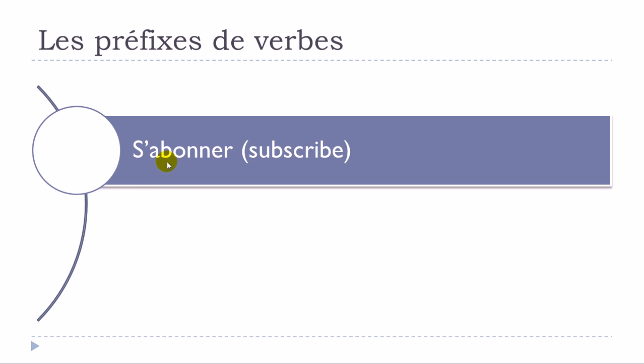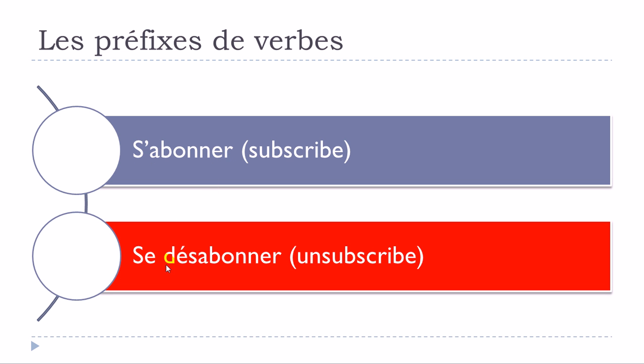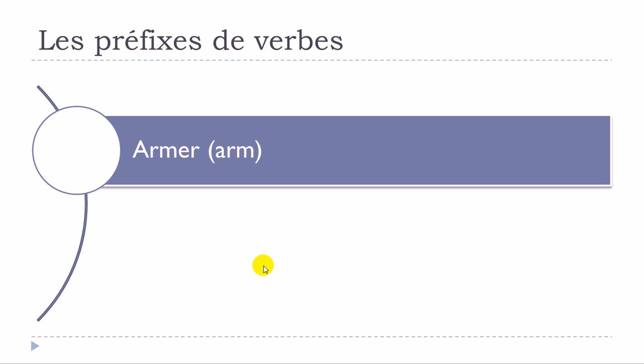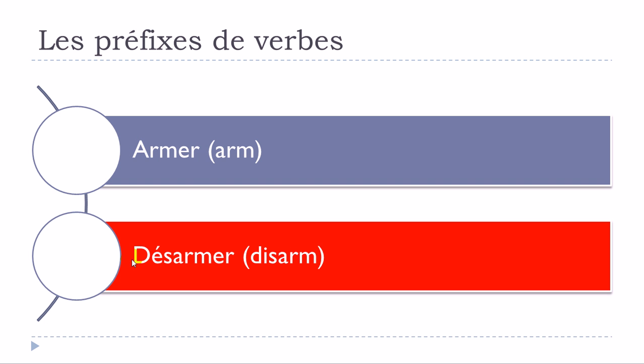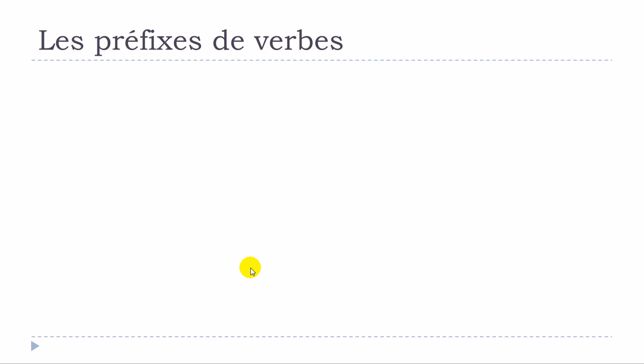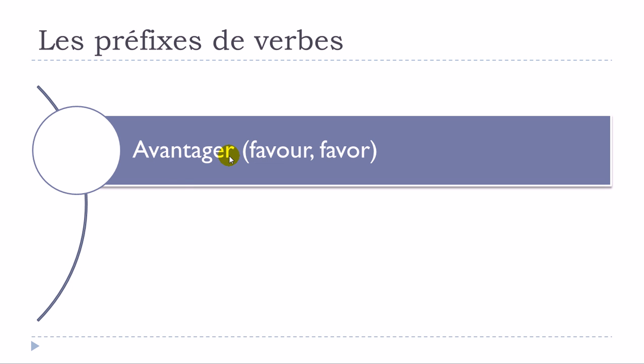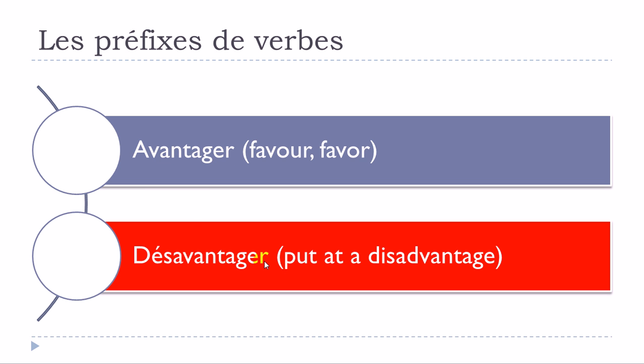The first one, s'abonner, se désabonner. S'abonner, se désabonner. Armer, désarmer. Okay, so armer will give you this désarmer. Avantager, avantager will give you désavantager.